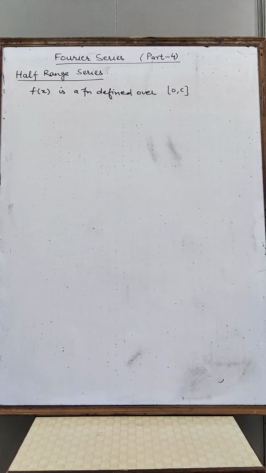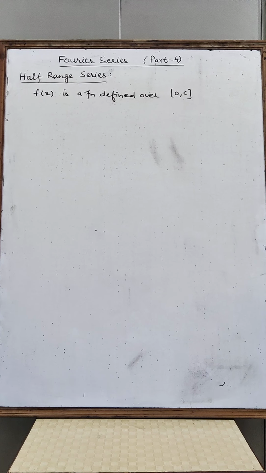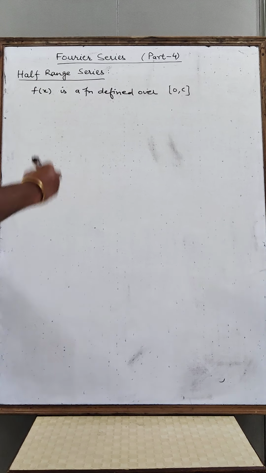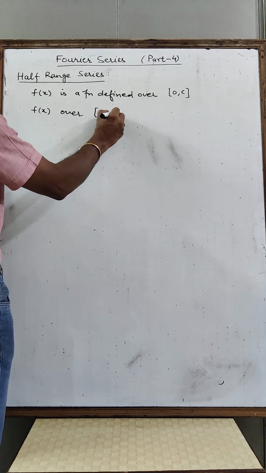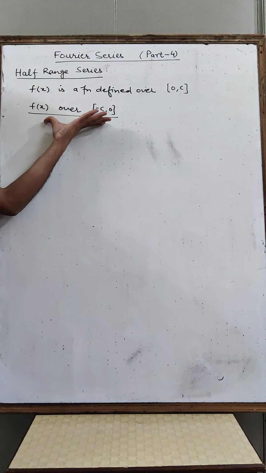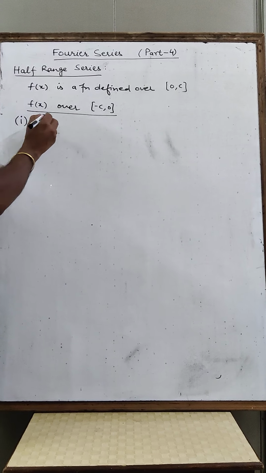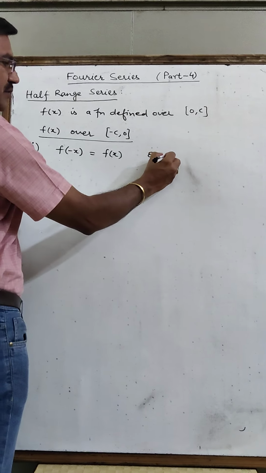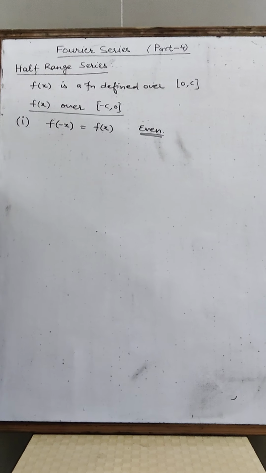From the Dirichlet condition we know that the interval must be one period. So we will define this function over the whole period, and in this way we can extend the function over the interval from -c to 0. It totally depends upon our choice. How can we extend it? We will extend it in two ways. First, such that f(-x) is equal to f(x). It means an even function, or we can extend the function by reflecting it in the y-axis.